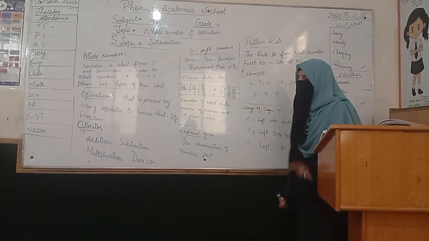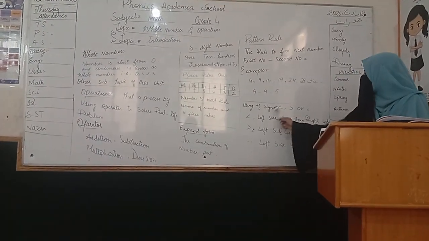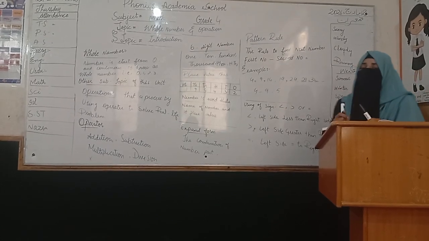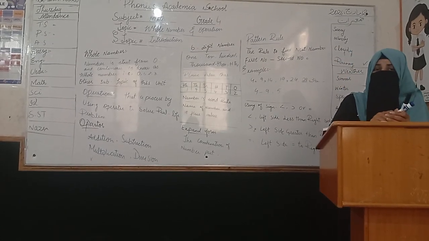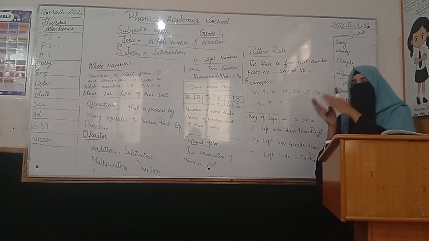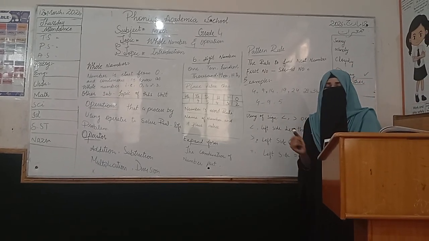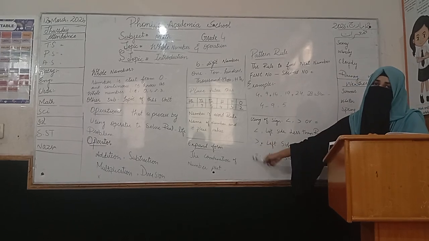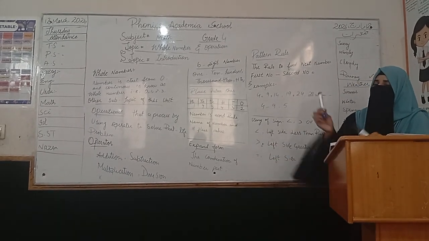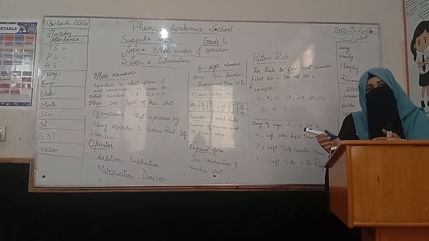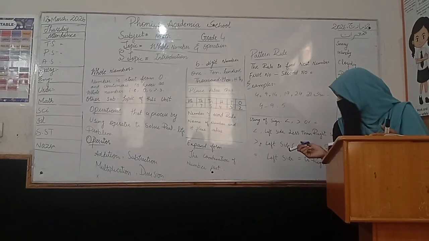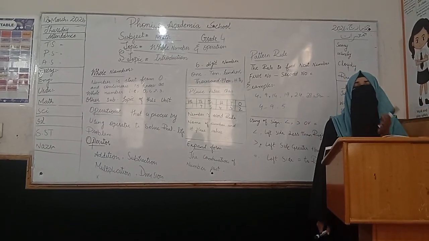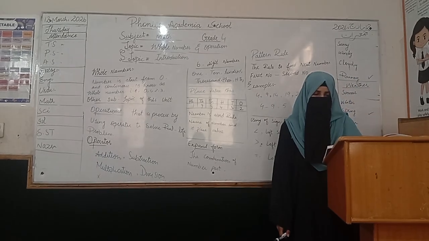The next and last topic of your lecture is using the signs less than, greater than and equal. For the less than sign, the left side is less than the right side. When your left side is less than the right side, the less than sign is used. But the greater than sign is used when the left side value is greater than the right side, and an equal sign is used when the left side and right side values are equal.